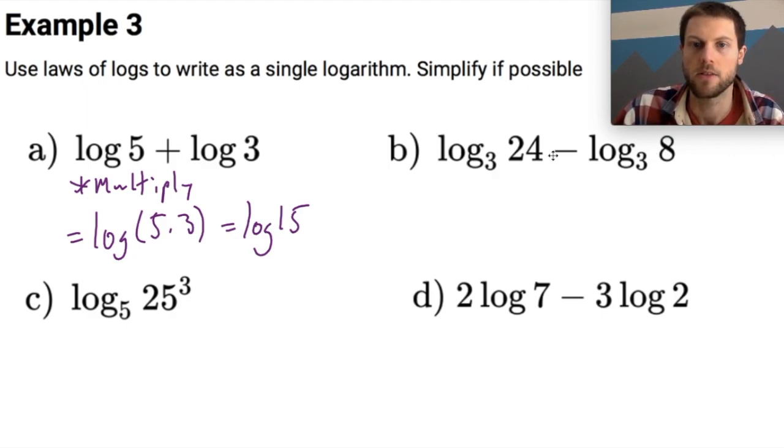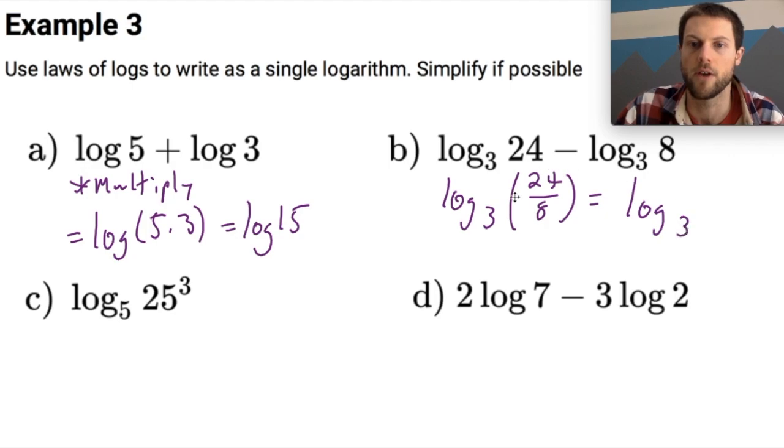Now let's take this example here. I'm subtracting them, so that's going to be my quotient property. So this is going to be log base 3 of 24 over 8. And this is where we want to simplify if possible. This is going to be log base 3 of, I do know what 24 over 8 is, that's 3. So in fact, this whole expression here equals 1.